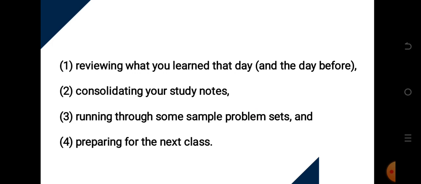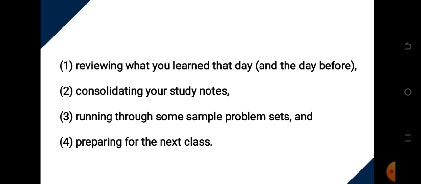Now, number 5, the last one, I will tell you something. Review what you have learned that day. After the end of the class, go through, just review. What have you learned that day? Now, number 2, consolidate your study notes. Check your study notes, get points, consolidate them, get some points out of them.